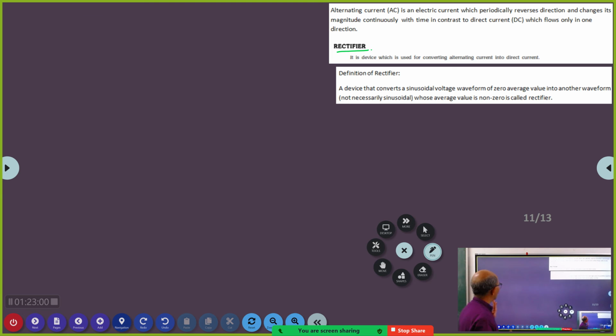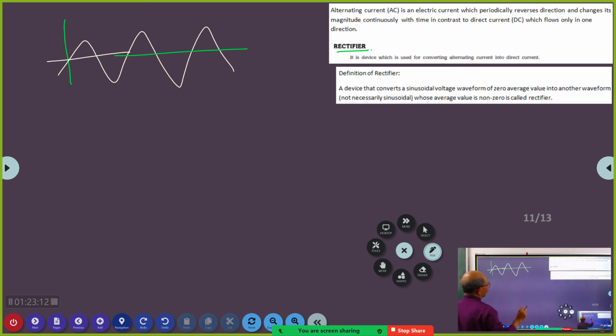Now here, what he means by alternating current is a current which will periodically reverse its direction. It can be sinusoidal or non-sinusoidal, but it should have a positive part and a negative part. So the current is not unidirectional but bidirectional, one positive, one negative, and a rectifier will convert this into current going in only one direction. I hope all of you know this definition.